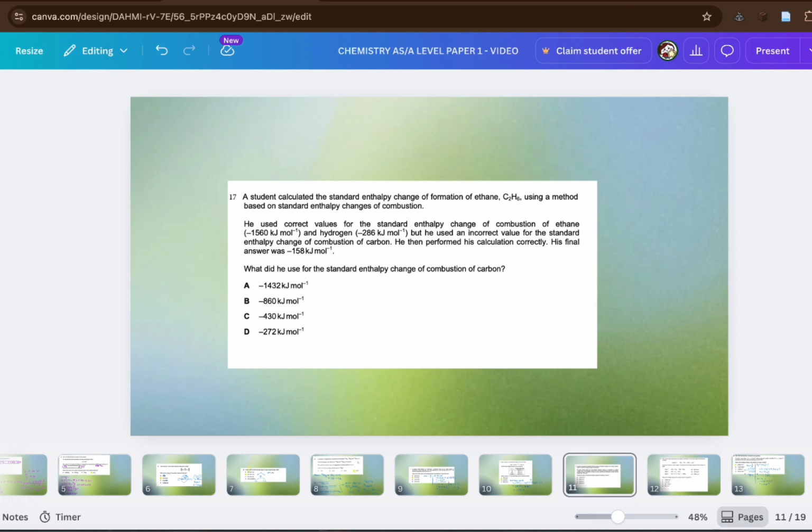So here we are asked to find the enthalpy change of carbon. First step to find this answer is, let's move it to the top left.